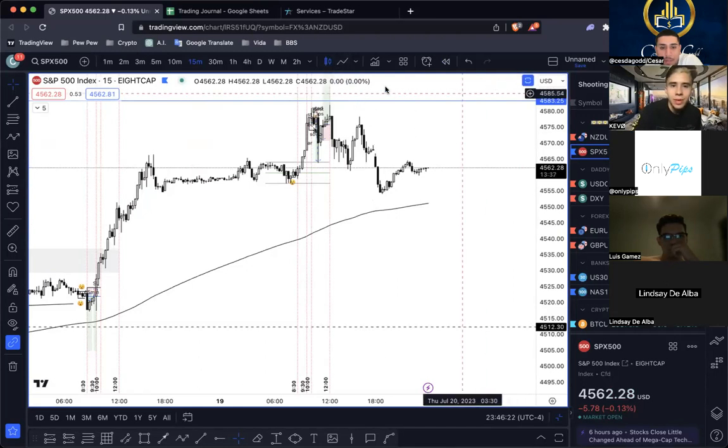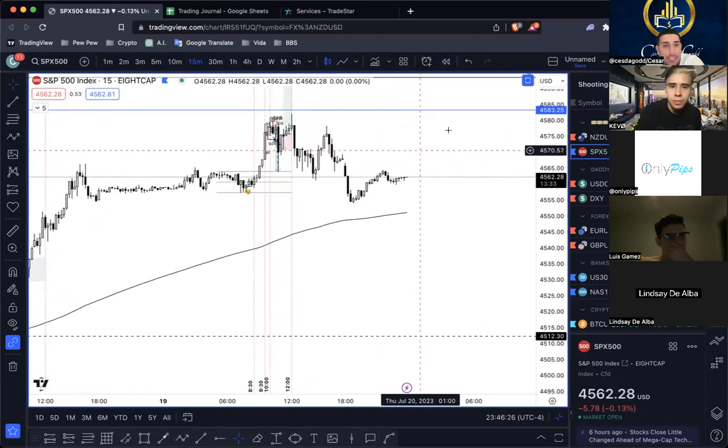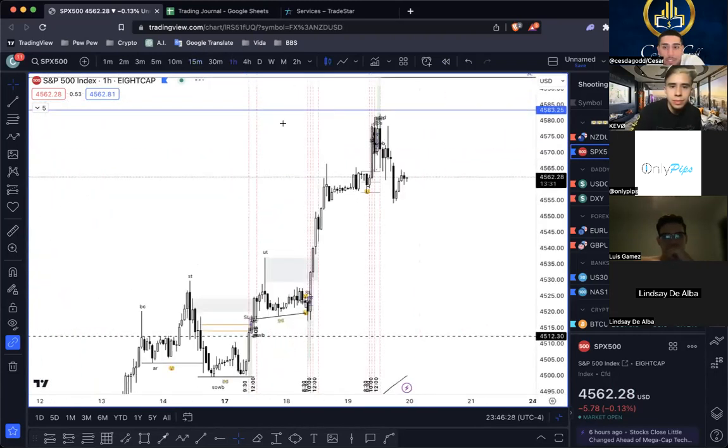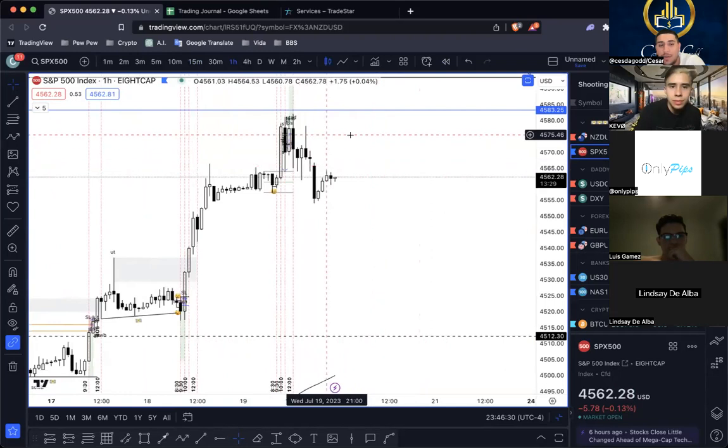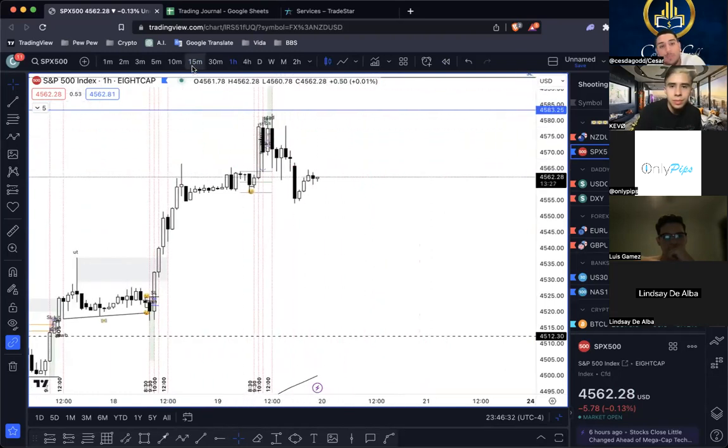This is why I like SPX. To me, it's the least toxic one out of all three indices. So she don't really tag me out and then run in my direction. She's respectful.